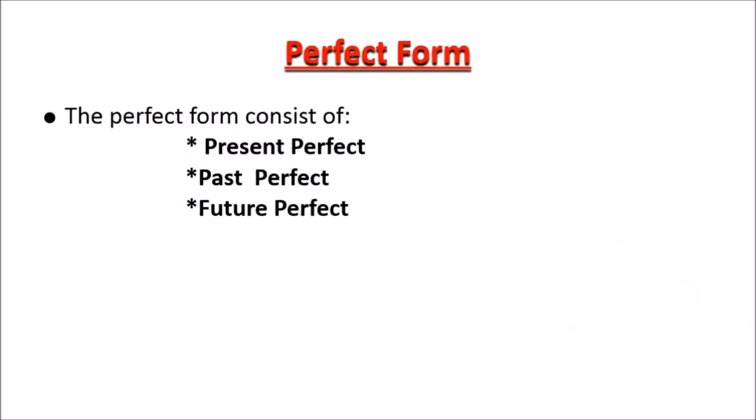Class, now we are moving on to the next form, that is perfect form. The perfect form consists of 3 tenses. They are present perfect tense, past perfect tense and future perfect tense. So these are the 3 forms of tenses in perfect form. Understand?